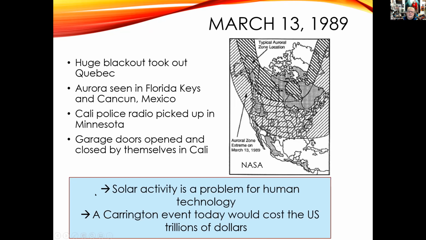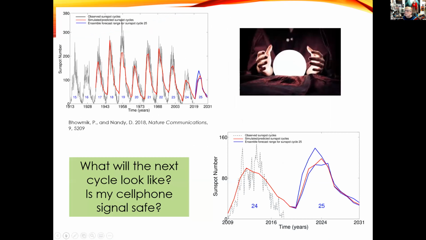So solar activity is a problem for human technology, and it's estimated that a Carrington type event today would cost the US trillions of dollars, just the United States. So we are now going into solar cycle number 25. What will this look like? And will my cell phone signal be safe?